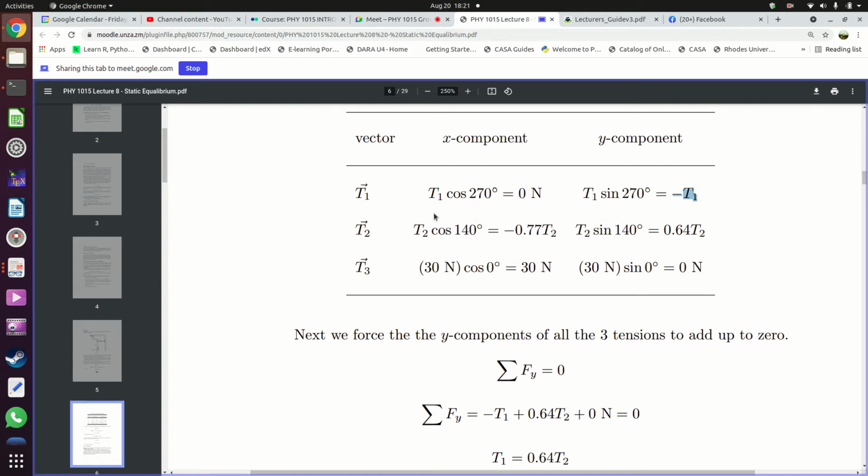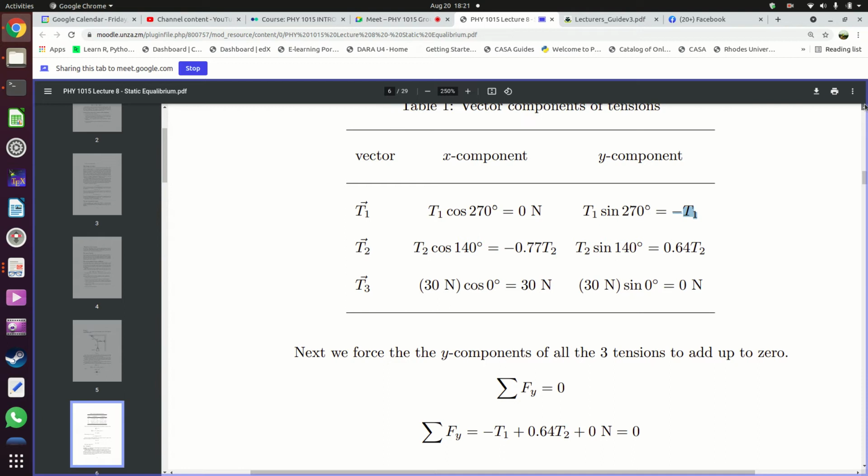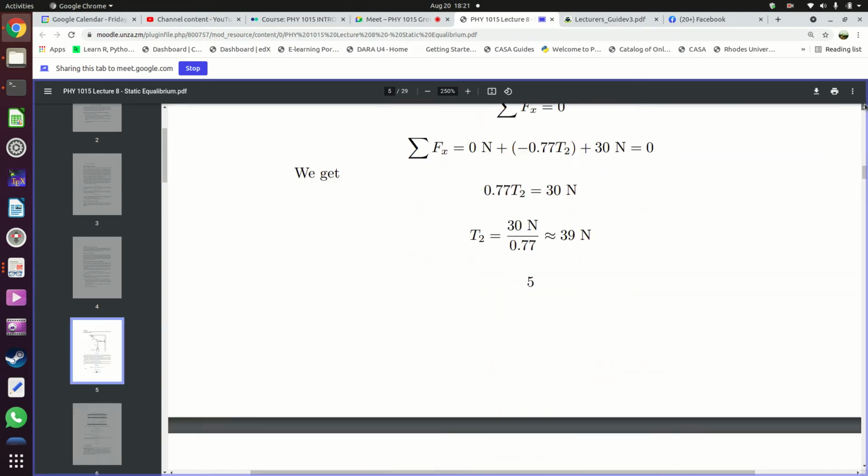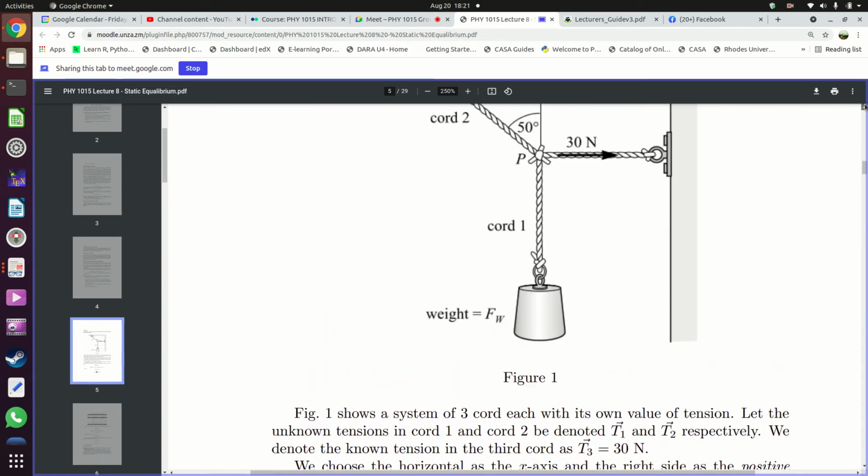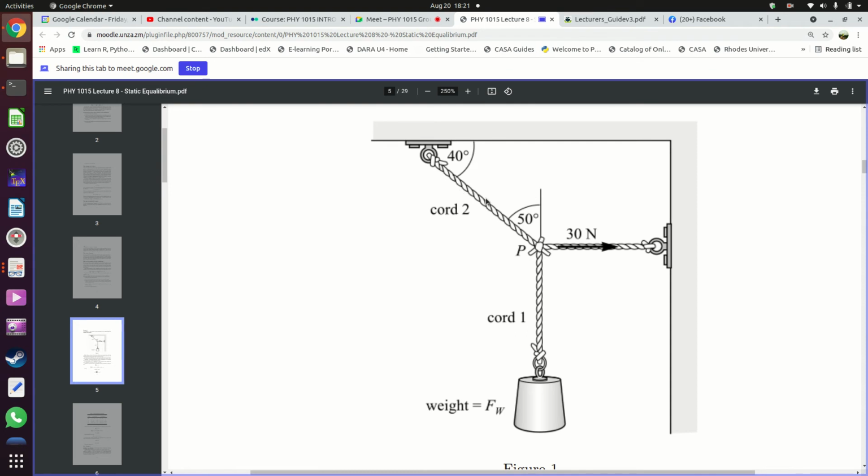Then for the other bit, the cord which is in the second rope, the tension which is in the second rope, this one. So we're calling the tension in this rope T2. Then the angle it makes from this positive x-axis up to there is 140 degrees.